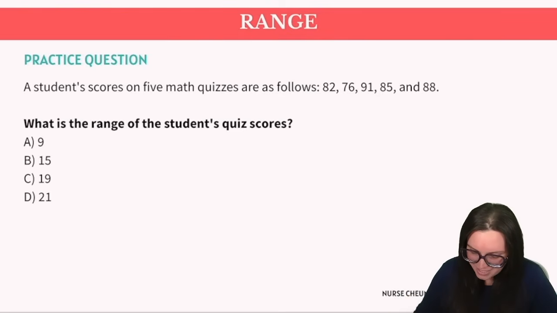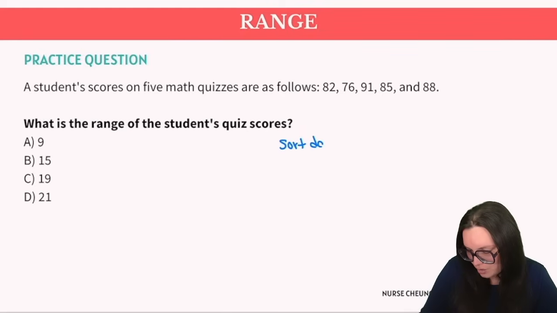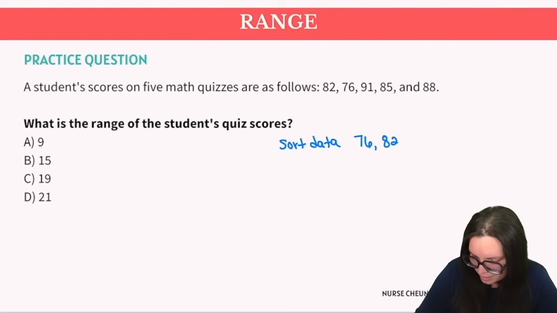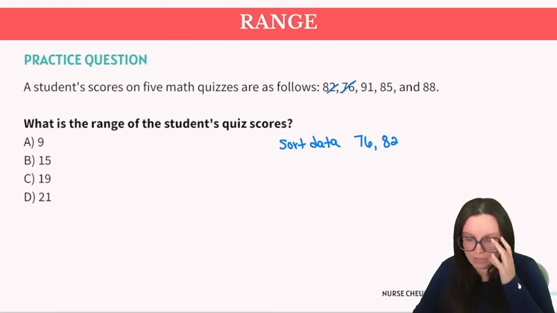So the question states a student's scores on 5 math quizzes are as follows: 82, 76, 91, 85, and 88. What is the range of the student's quiz scores? So the very first thing we want to do is sort our data set. So we have our lowest number is 76. Then we have 82. And what I like to do is just cross out as I'm moving through, so that way you're not double counting numbers.